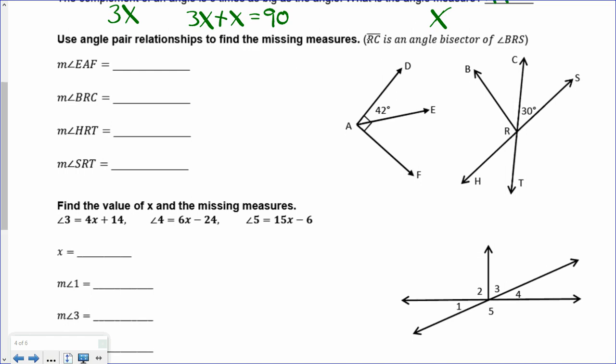That's supposed to say ray, by the way. That was my mistake. Ray RC is an angle bisector of angle BRS. How is that significant? Yes, because it's in the middle. RC is in the middle between B and S. So an angle bisector means that the two angles are congruent.